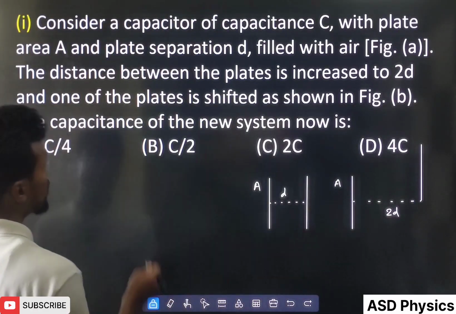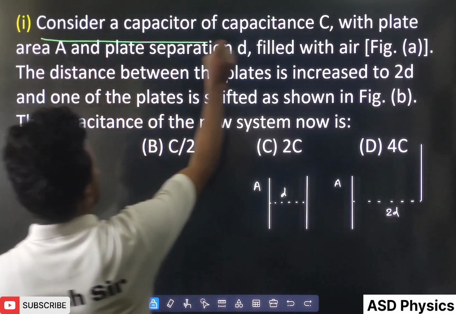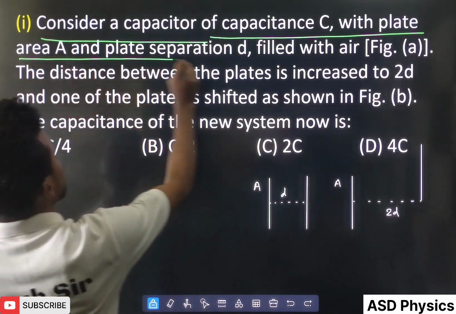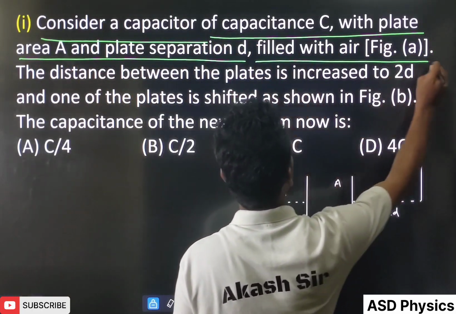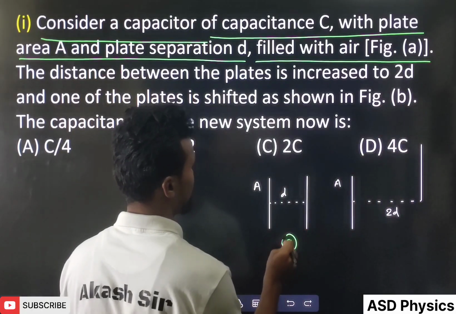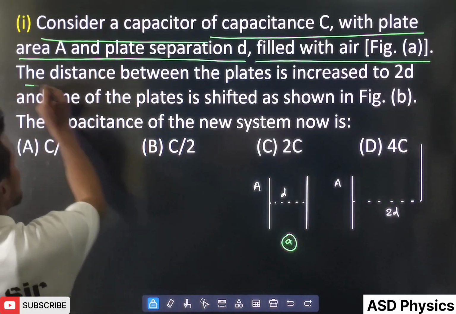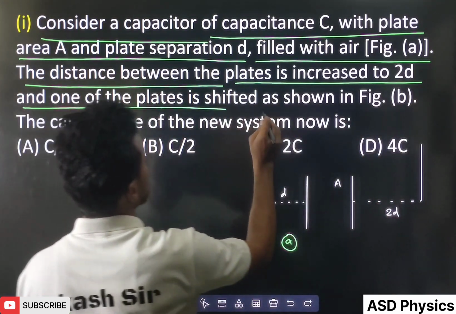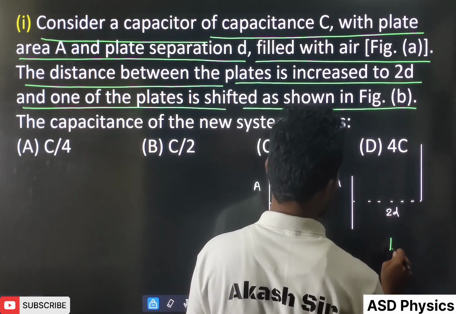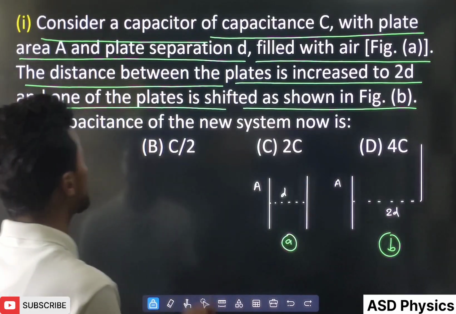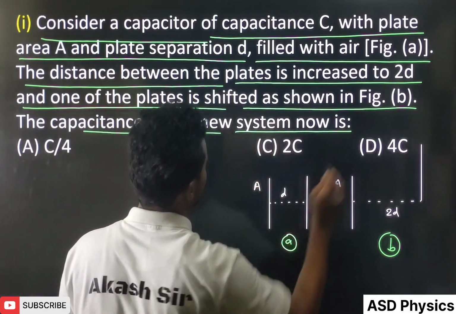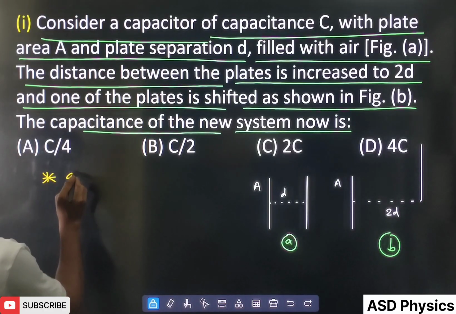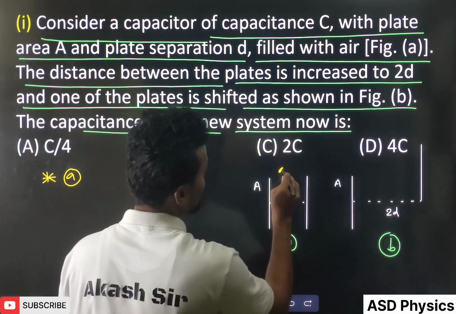See how to solve the question. The first question: consider a capacitor of capacitance C with plate area A and plate separation D filled with air. This is figure A, is it? Now students, the distance between the plates is increased to 2D and one of the plates is shifted as shown in figure B. This is figure B. So now the capacitance of the new system is how much here? Okay. So students, remember, here in case A, what is present here?